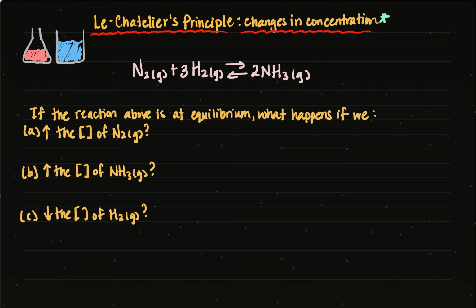So Le Chatelier's principle says that whenever we add a stressor or whenever we change a variable in an equilibrium equation, the reaction is going to want to compensate for that change and go back to its original state. So let's look at these examples.